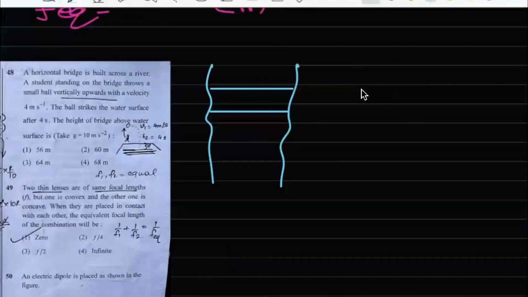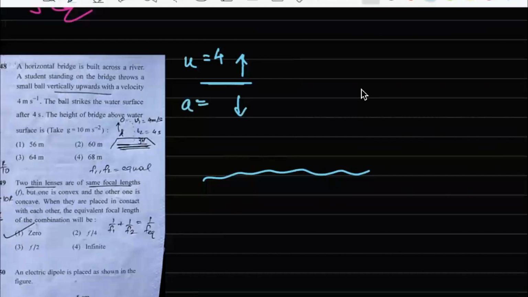Okay. So look at the side view. So this is the top view. So from the side, he's throwing from the bridge. This is the bridge, and this is the river below it. So he's throwing it up with a u. How much is the u? 4 meters per second. The acceleration is down, minus g, and the ball strikes the water surface after 4 seconds. So the time it has traveled is 4. So what is the height of the bridge above water surface? So this height is what they want.